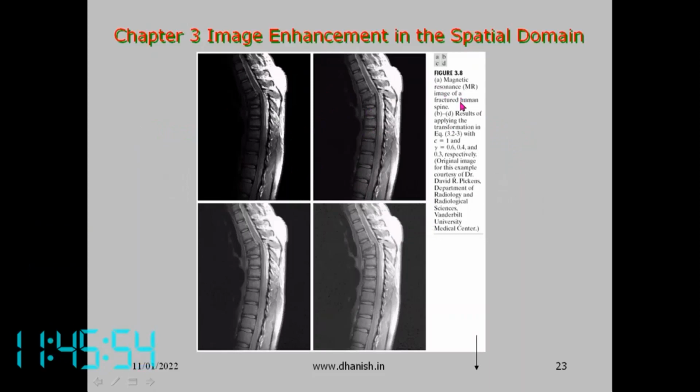This is the magnetic resonance image, MRI scan, of a fractured human spine. I don't know where the spine is and all that. Maybe only doctors know. So here this portion is not clear. So how do we see this portion? If you simply apply histogram equalization, still it is not working, as we saw earlier. If you apply histogram equalization to the entire image, then it is not able to improve this.